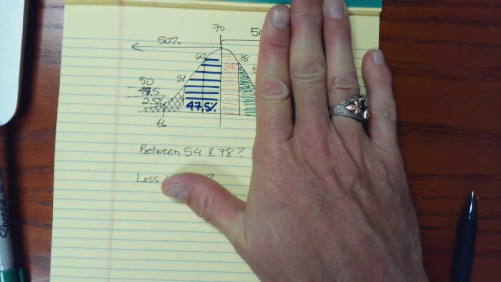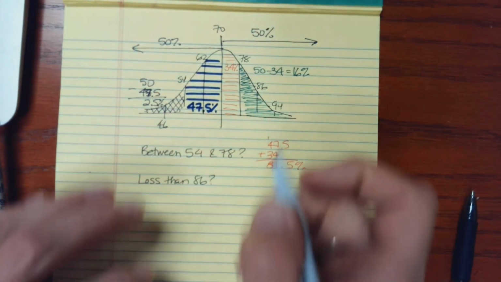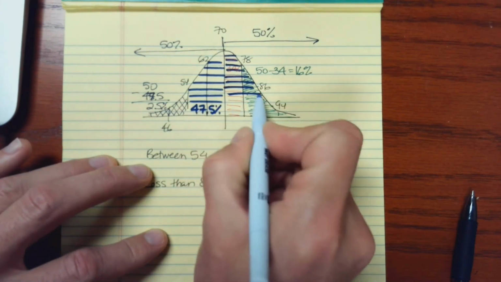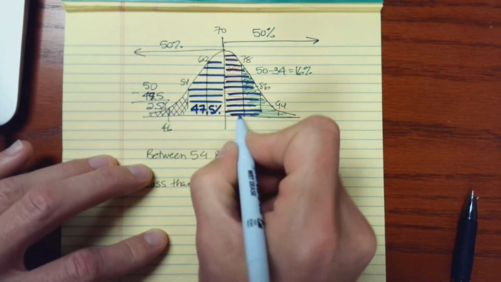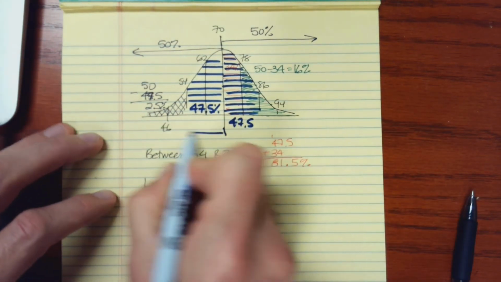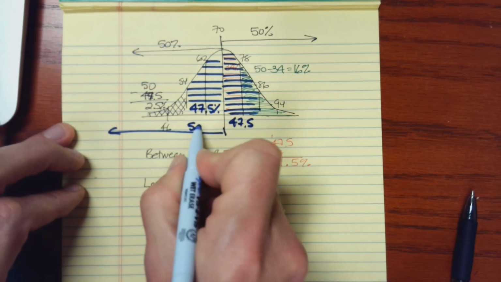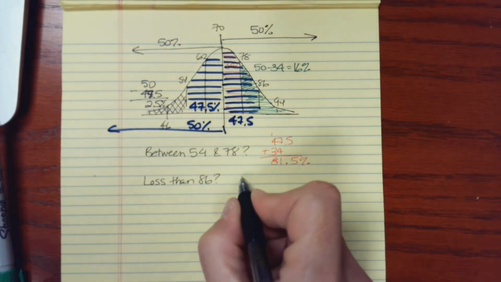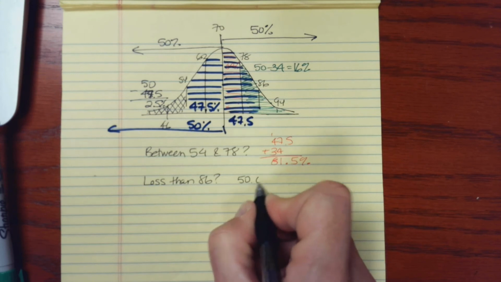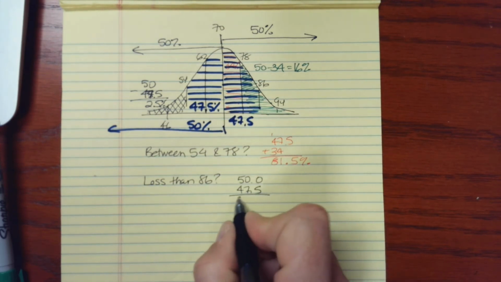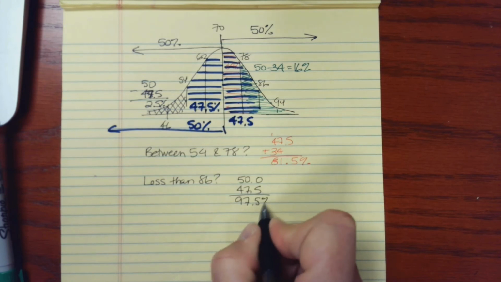Now in this case, I'm going to just mark up here that this is 47.5. And I know that from here over is 50%. So in this case, I'm going to add 50 plus 47.5. So I'll have 97.5, and that's in percent.